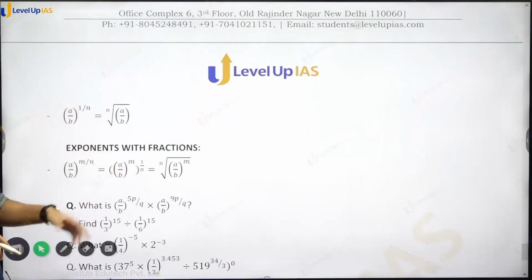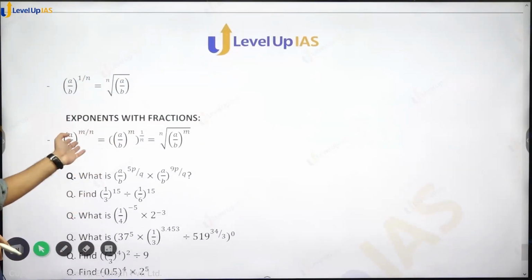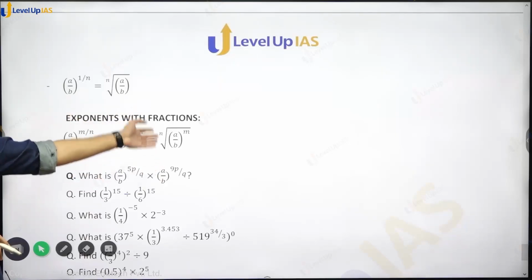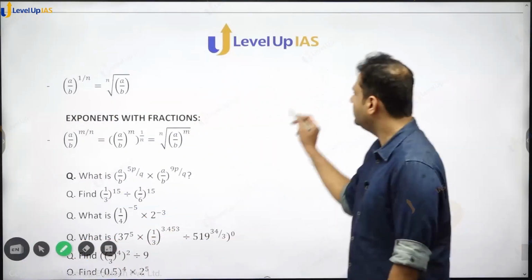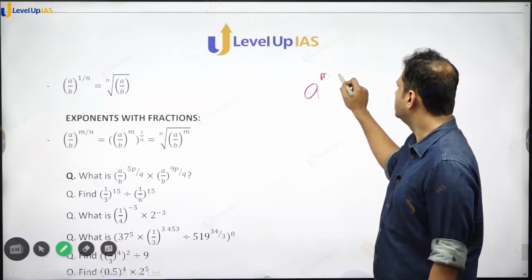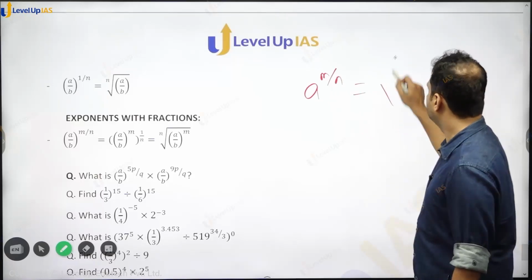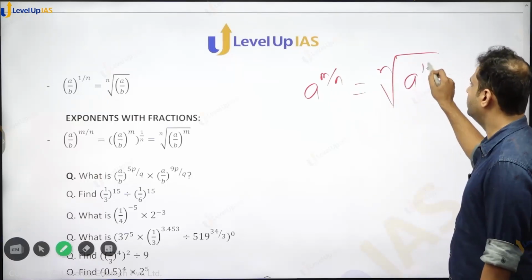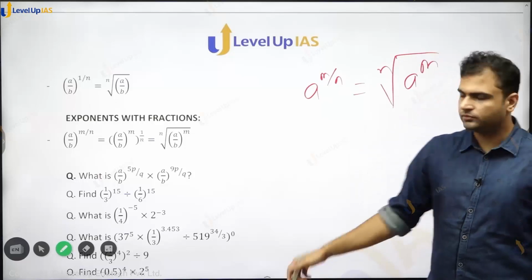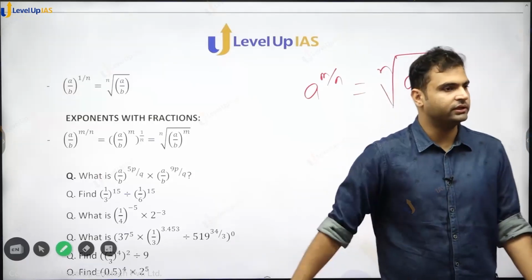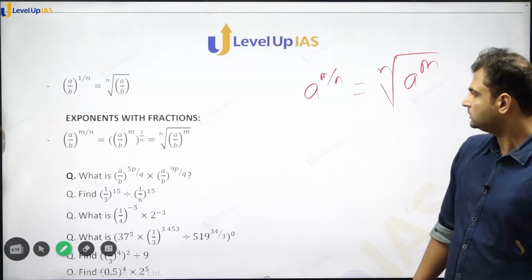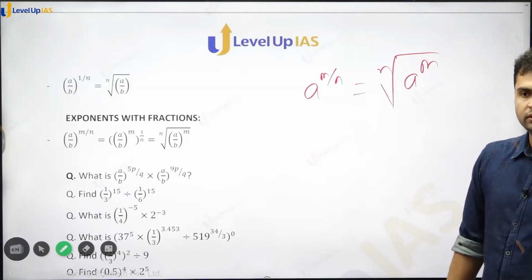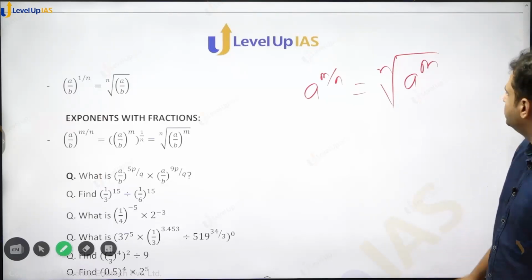Lastly, last rule, we have studied this as well. a by b raised to m by n is nothing but mth power or nth root. ये पढ़ा था हमने, that a raised to m by n is equal to nth root of a raised to m. वही है. Just instead of a, we have a by b there. Exactly, rest of the things are same. ठीक है.